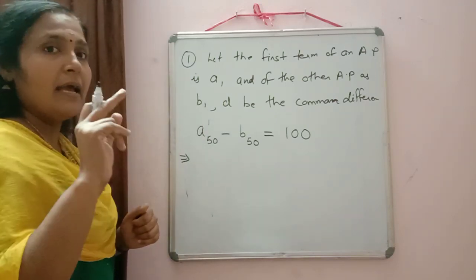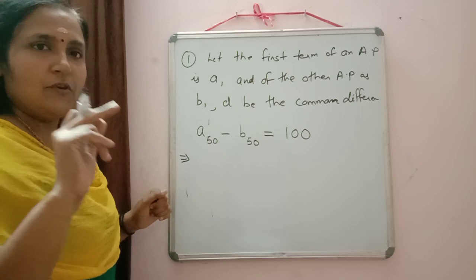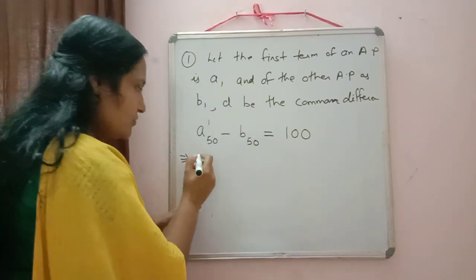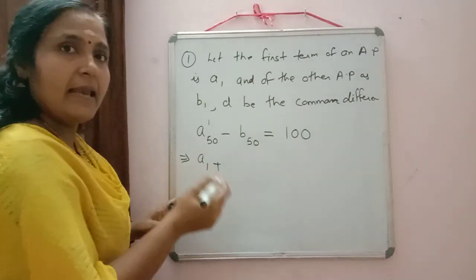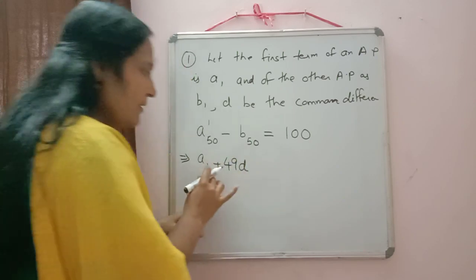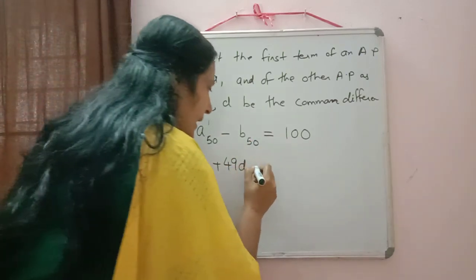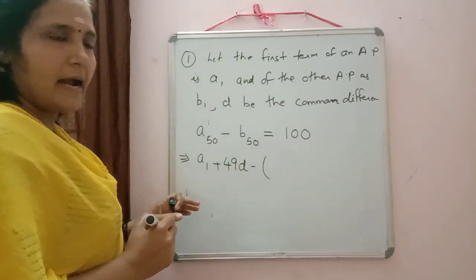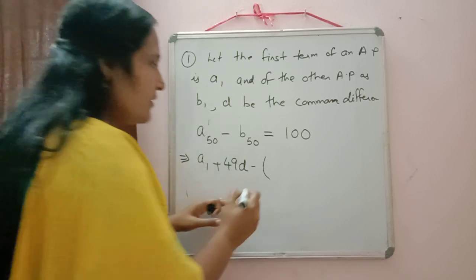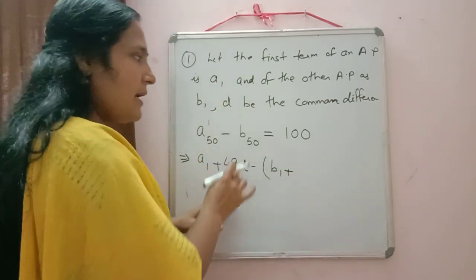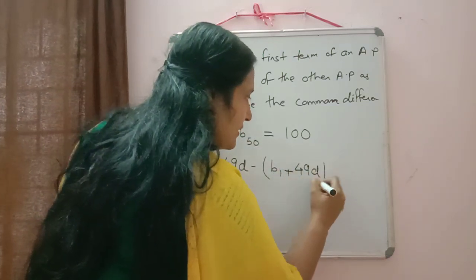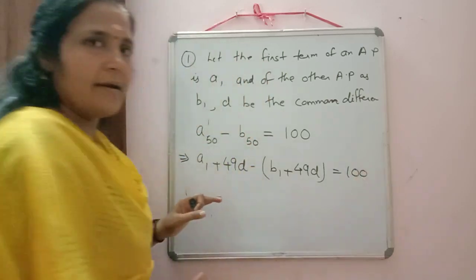AN is equal to A plus (N minus 1) into D. Here our first term A that we have taken as A1. So we will write here A1 plus (50 minus 1), which is 49D. The common difference is D. Minus, whenever the minus sign is there, put the bracket. The first term of the other AP we have taken as B1, so B1 plus (50 minus 1), again 49, the common difference is D only, equal to 100 as given.